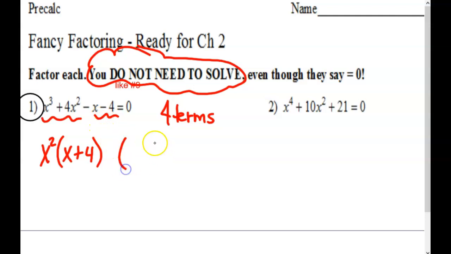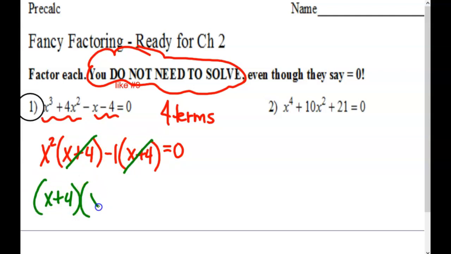Now, the thing with grouping is that what's in the parentheses needs to be the same for both. So what could I take out of these 2 that would put an x plus 4 in there? A negative or a -1. I'm going to write it as a -1, okay? Then what you're doing when you factor by grouping is you're taking out this common term and putting it in front and leaving the leftovers behind, what was left here and here.